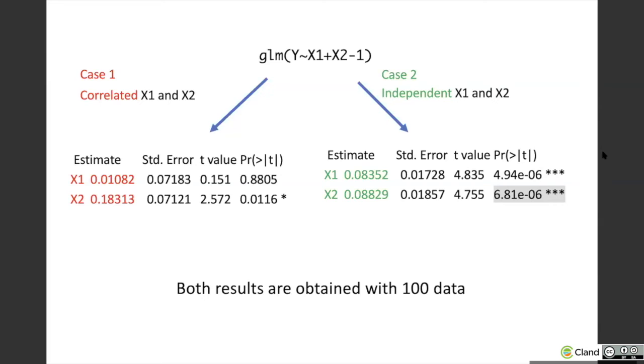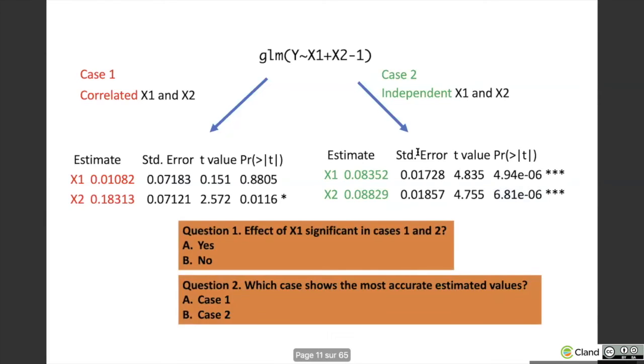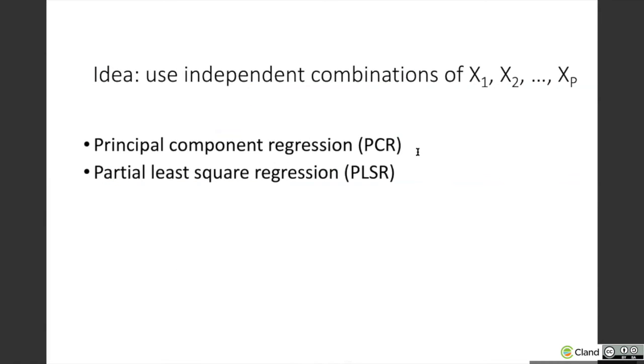And as I said before, it happens frequently. Quite often, you have highly correlated inputs. So for this reason, you have to interpret the results of your statistical analysis with a lot of care when your inputs are strongly correlated. In order to solve this issue, you can implement two techniques, named principal component regression and partial least square regression.